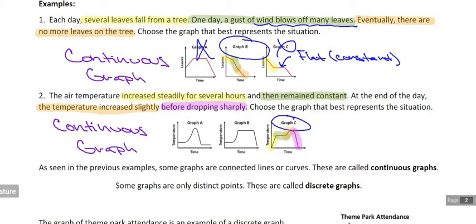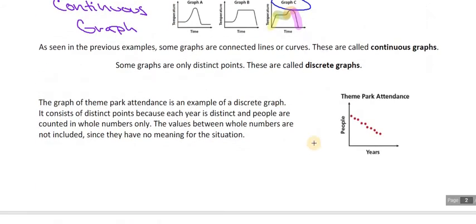Okay, because they are connected. Whereas before we even talk about what's happening here in this next part, this is a discrete graph. Okay, because that's a series of distinct points that are not being connected. So the graph of theme park attendance is an example of a discrete graph. It consists of distinct points because each year is distinct and people are counted only in whole numbers. The values between whole numbers are not included since they have no meaning for the situation.